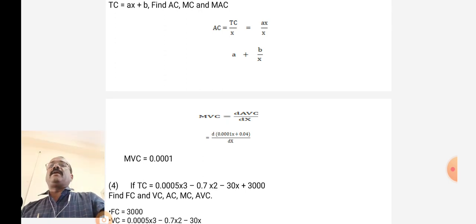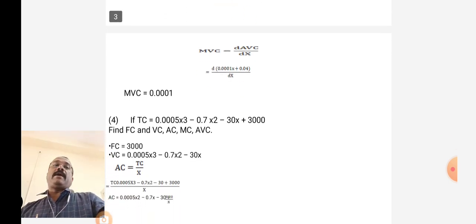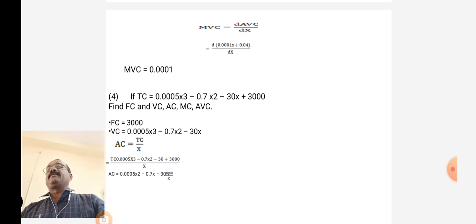This is the third problem that I have incorporated in this slide. Let us move on to the fourth problem, where the cost functions are going to be solved with their solutions.